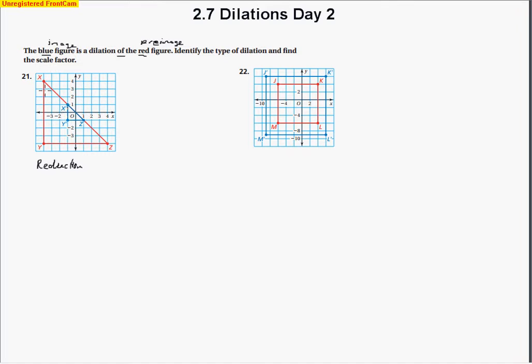So when I try to find the scale factor, I look at the size. Let's take a look at XY. This is 2 units. See, 1, 2. So X prime to Y prime is going to end up being 2 units. And if I look at this one, from X to Y, this one ends up being 1, 2, 3, 4, 5, 6, 7, 8 units.